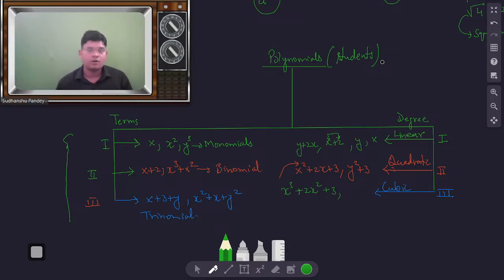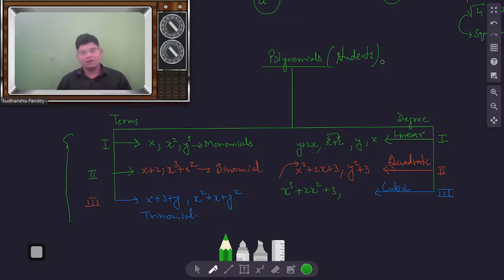Understood? Yes, sir. On the basis of degree, I said that the highest exponent power, if it is 1, we will say that it is linear. If it is 2, we will say that it is quadratic. If it is 3, we are going to say that it is cubic.